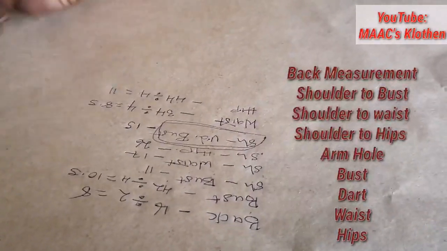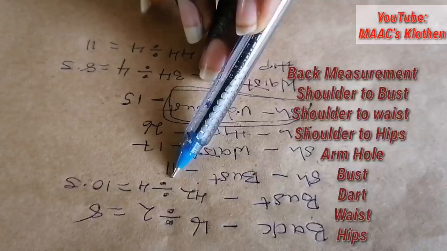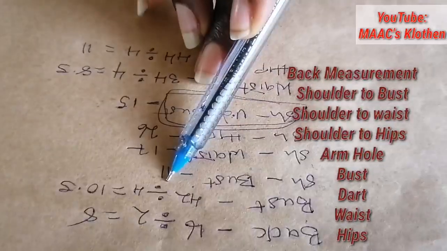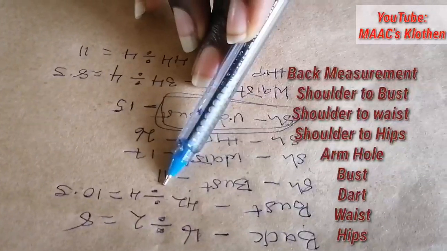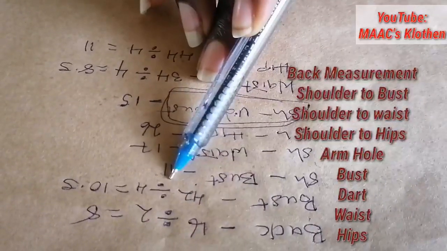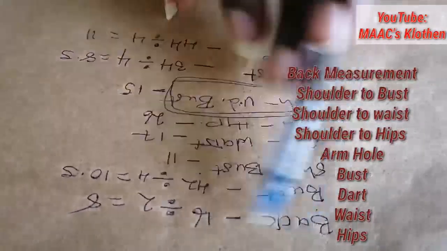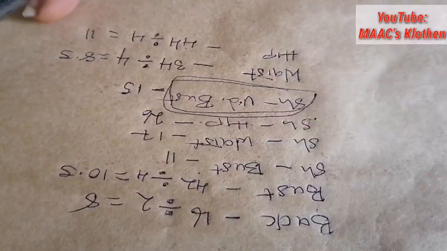In sewing, the things you divide into 4 are your bust, your waist, and your hip. That is what you divide into 4. Apart from that, some you divide into 2, like the back measurements. Now, this is what we are going to do.